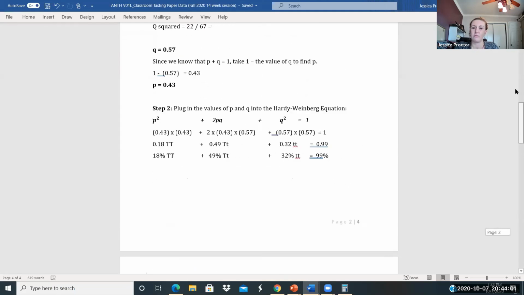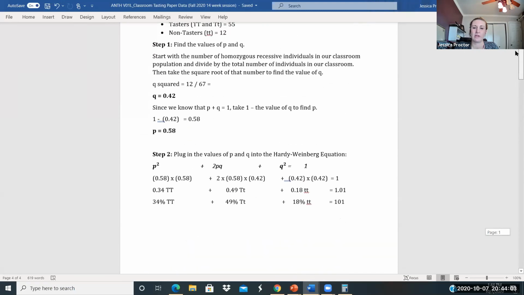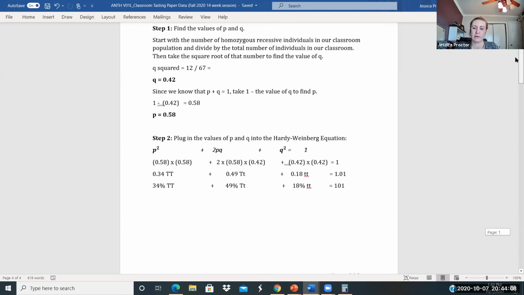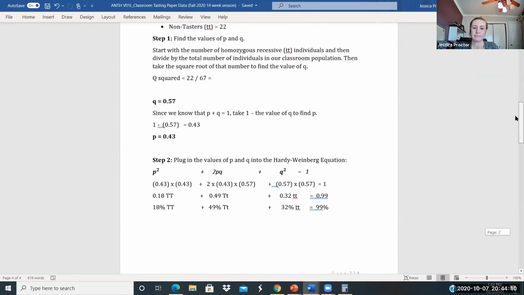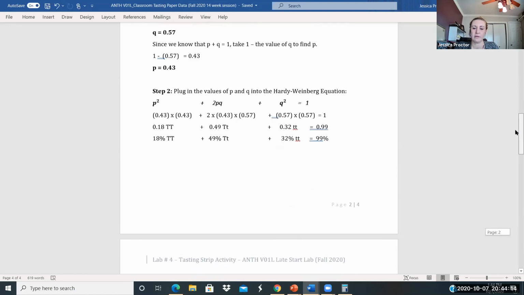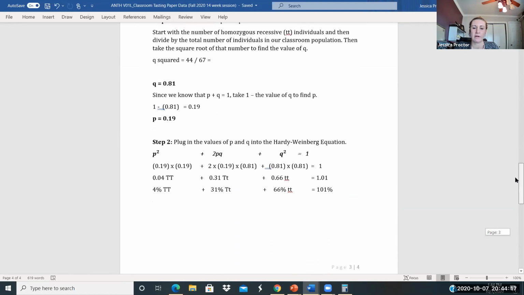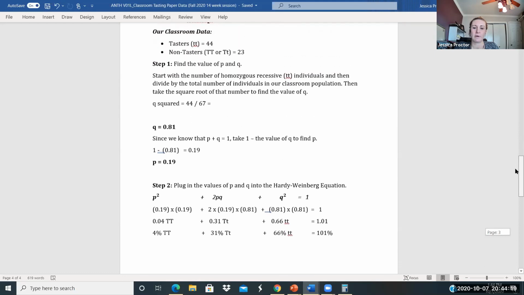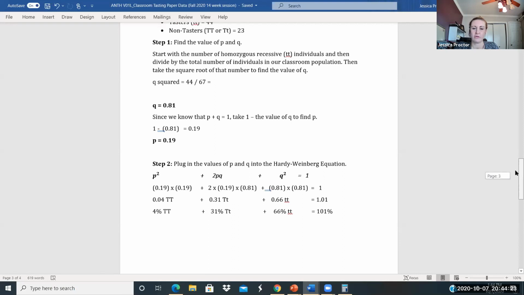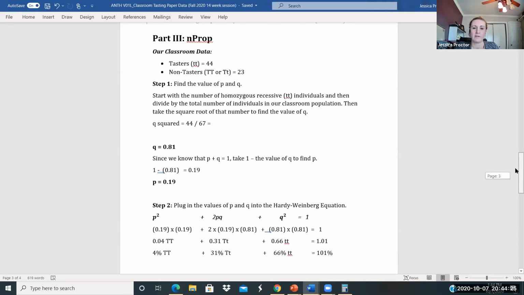Same thing with the first 2 we looked at. I mean, we weren't quite as close to equilibrium for Thoreau, but we were pretty close to equilibrium with Thoreau, and we were also pretty close with sodium benzoate. So the only one that our data was not very close to equilibrium is the N-prop. So we had definitely a higher percentage of the tasters in comparison to the non-tasters.